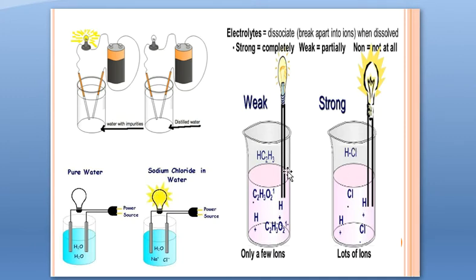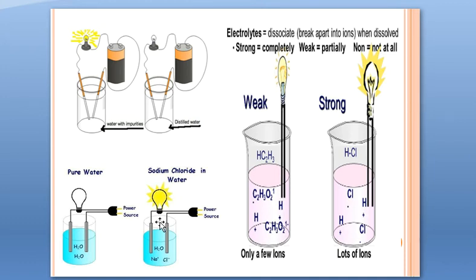In this diagram, in both of them there's an electrolyte, but we have a strong electrolyte here and we have a weak electrolyte here. That is why in both the cases the bulb is lit, but it is brighter in this case and it's a little dim in this case.